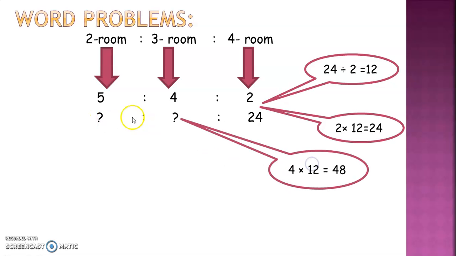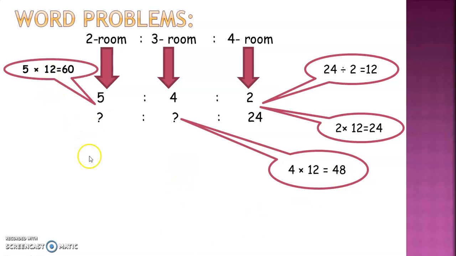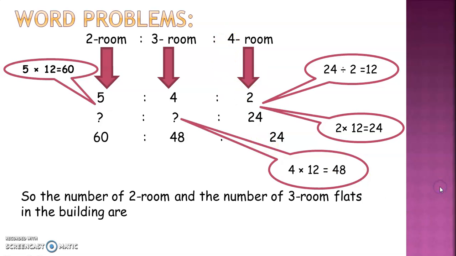So to find the 3-room flats, you have to multiply 4 with 12, and its answer is 48. The last ratio, for 2-room flats, 5 will also multiply with 12, and its answer is 60. So there are 60 2-room flats, 48 3-room flats, and 24 4-room flats. So the number of 2-room and 3-room flats in the building are: 2-room 60 and 3-room 48.